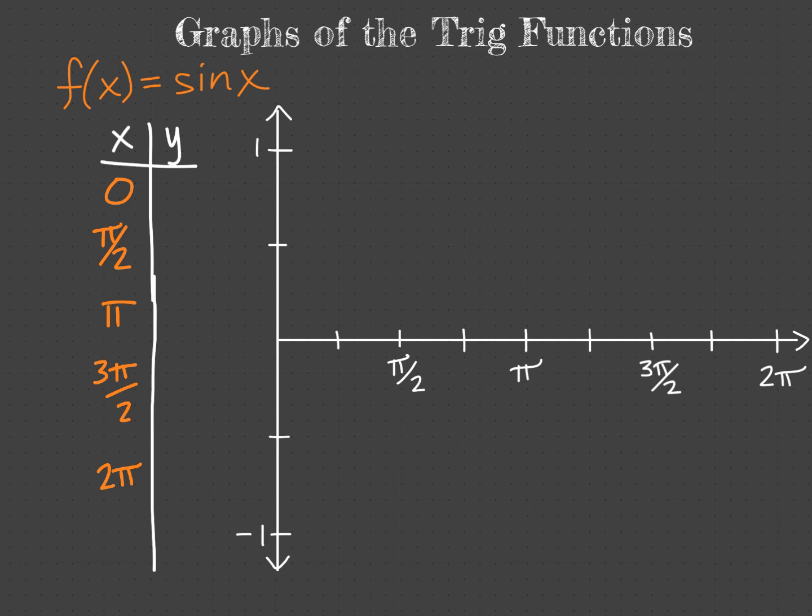The sine at 0 is 0 this time. The sine at pi over 2 is 1. The sine at pi is 0. The sine at 3 pi over 2 is negative 1. And the sine at 2 pi is 0. Graphing these 5 main points, we will have 0, pi over 2 comma 1, pi comma 0, 3 pi over 2 comma negative 1, back to 0.